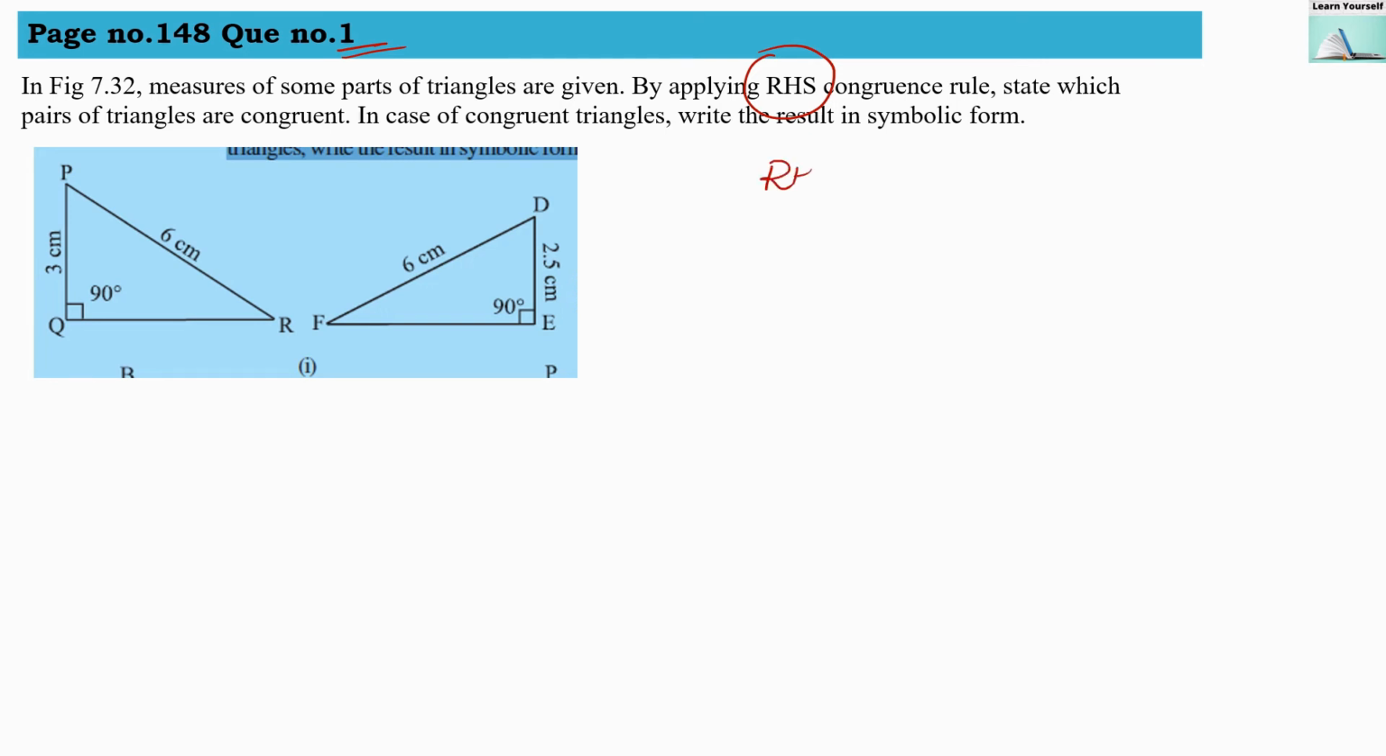Now, first of all, RHS congruence is right angle. So two triangles must have a right angle in between them. Then H stands for hypotenuse, and S is from the two other sides other than hypotenuse. One side should be equal in both of these triangles. So one of the sides from the other two sides. So right angle, hypotenuse and side, that is RHS congruence. Now let us check in these two triangles.